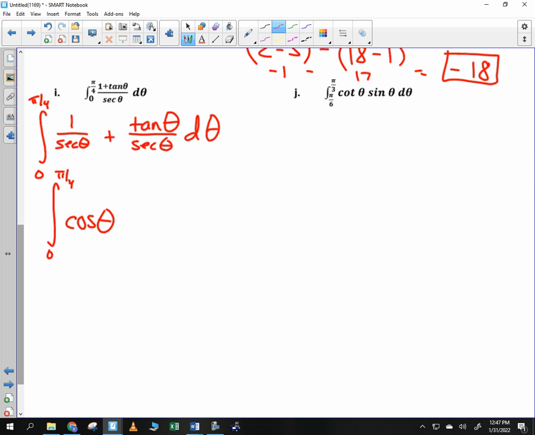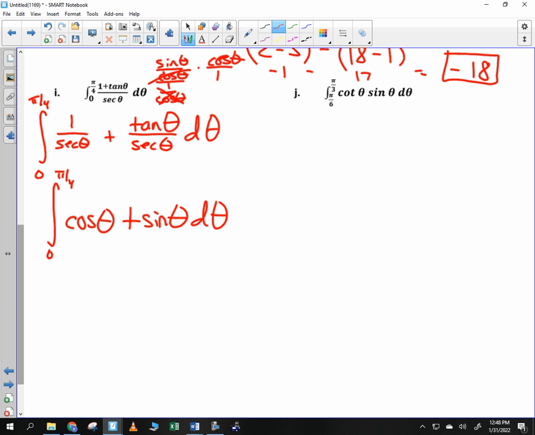Tangent divided by secant. Tangent is the same as sine of theta over cosine of theta divided by secant. Secant is 1 over cosine. So remember last year when we simplified some trigonometric expressions, you rewrite in terms of sine and cosine, and you're multiplying, dividing. When we multiply by the reciprocal here, what happens? Yeah, the cosines cancel, so you get plus sine of theta. So it turns out that 1 plus tangent divided by secant is the same as cosine plus sine. That's kind of handy.